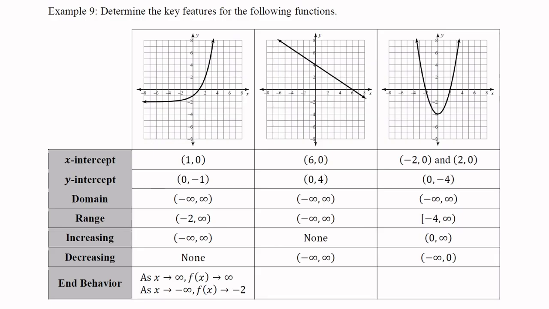For the linear function, as x goes to infinity on the right, it is pointing down, so we're going to negative infinity. And then as we go to negative infinity on the left, we're going the opposite direction, we're going up to infinity. And then the parabola is concave up, so both ends are pointing upward, so both ends are going to infinity.